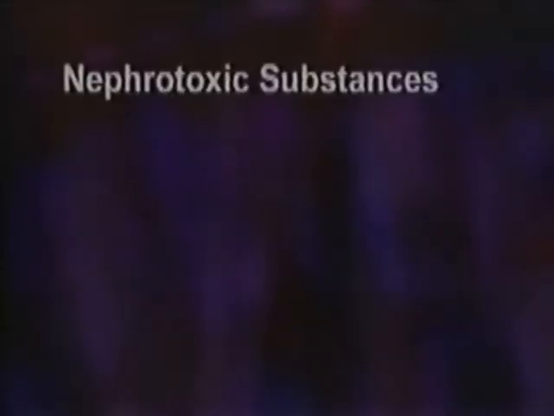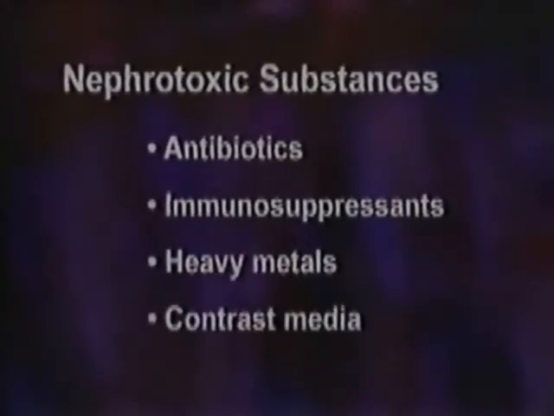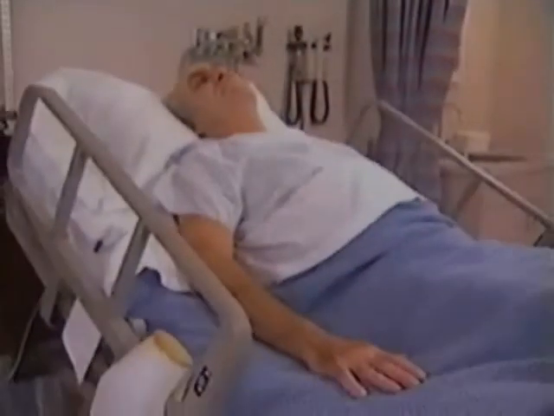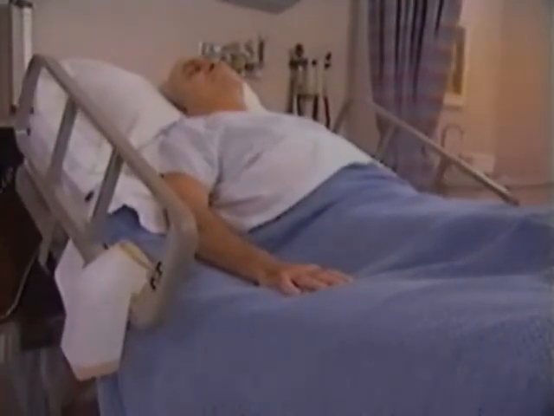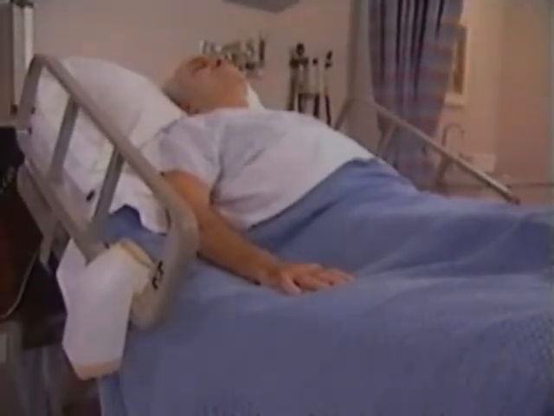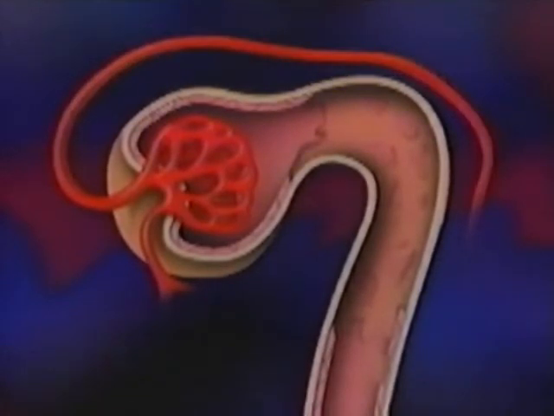These substances include antibiotics, immunosuppressants, heavy metals, and contrast media. In this patient with ATN, the aminoglycoside, gentamicin, uniformly damaged the epithelial layer of the proximal tubule in the loop of Henle. Then, the damaged epithelium let the filtered toxins, or filtrate, leak back into the blood, causing azotemia.